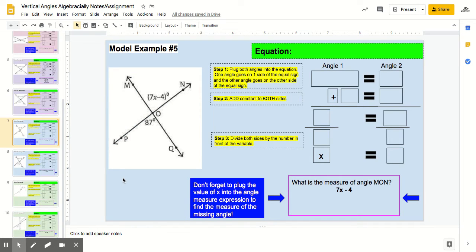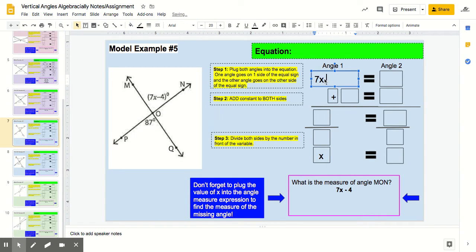We'll do one more model example. Here we have two vertical angles again. So I want to figure out the value of x first. So I'm going to plug in my first angle into this first text box, which is 7x minus 4. All right. And my second angle is equal to 87 degrees. So I plug in that 87 under where it says angle 2.